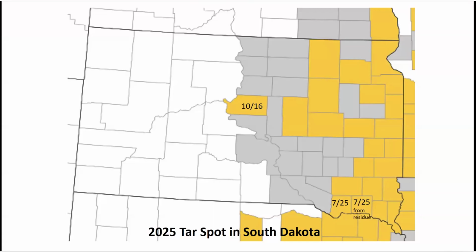And so we were not able to get all the paperwork done to hit every field since then. But what we did find was that tar spot started in the southeast at the end of July. So we found it earlier than the year before. So it started in July, and it kind of progressed within the state.